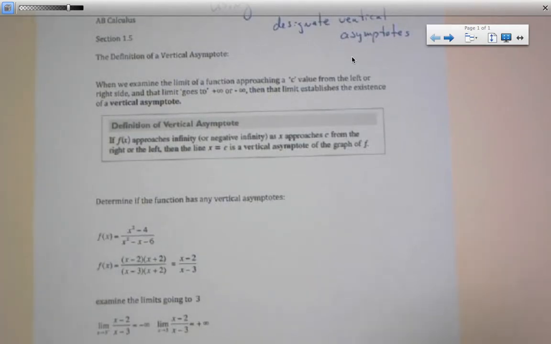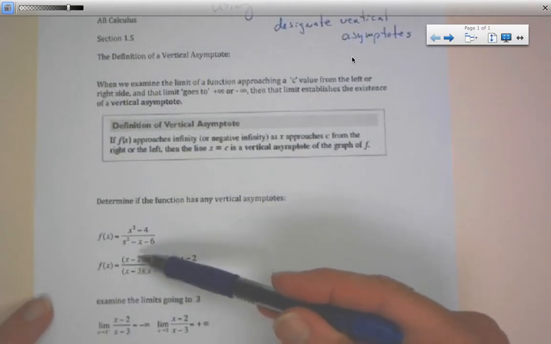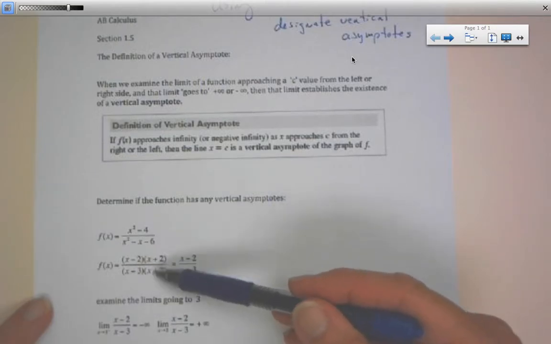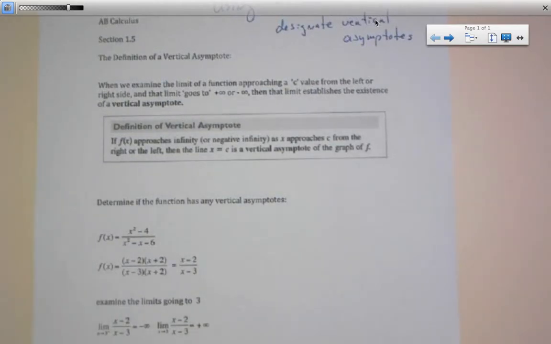In algebra and pre-calculus, we took the shortcut and we just factored and eliminated the positions where there were common factors. But now we're just going to write vertical asymptotes with limit notation.